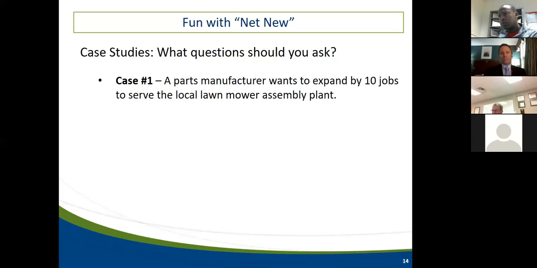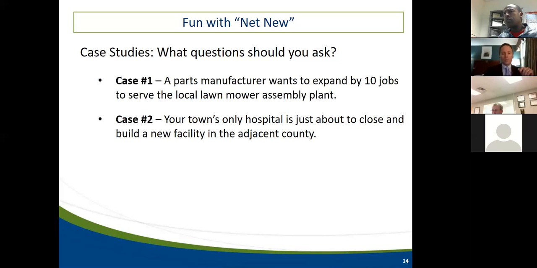There's a bit of a trick question here. There's one other thing you should think about that is maybe not super obvious. So I'll just throw it out there. Maybe this guy is serving the local lawnmower assembly plant, but maybe he's also going to export. You want to ask that question. Are you making these parts only for the local assembly plant, or does he intend to distribute also across the country? You want to know that, right? All right, anything else before we move on to the next one?